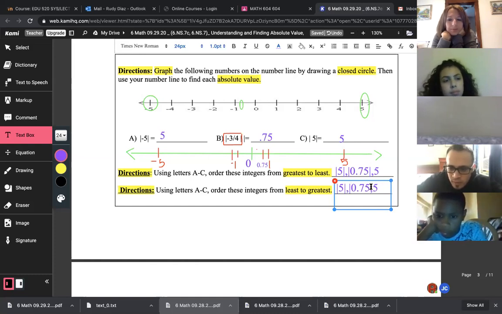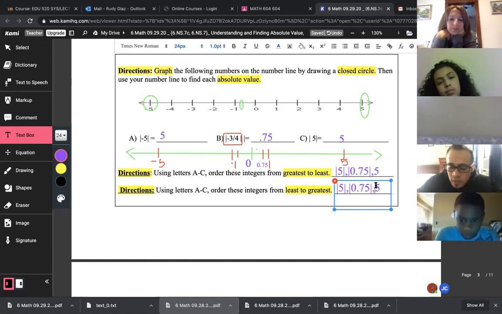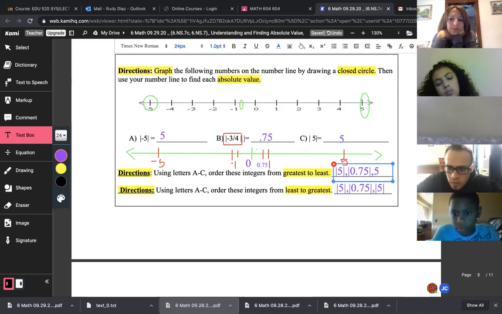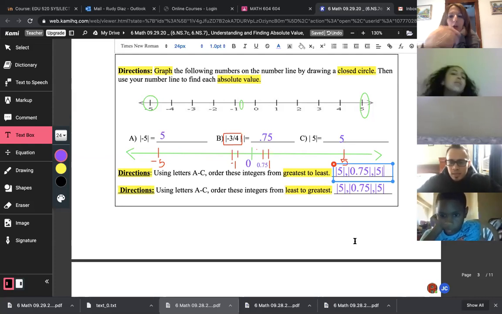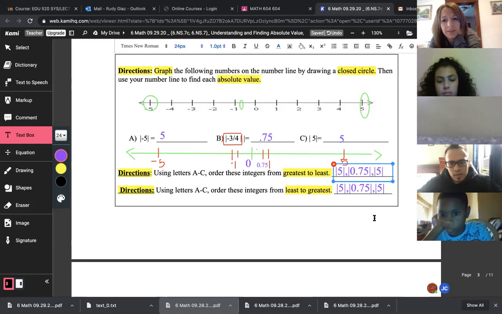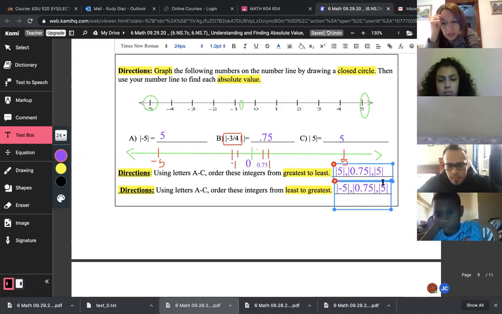All right, guys? The absolute value. Because if I didn't do the absolute value, it would have looked a lot different. You guys would have had a negative 0.75 instead of the negative 5. Does that make sense to everybody? Yes? Just in the least one, next to the 5, make that a negative 5. And then on the directions underneath, make the first 5 negative 5, and the last 5 negative 5. Yeah, now we're good.